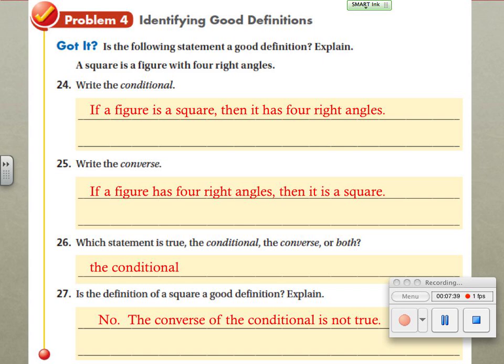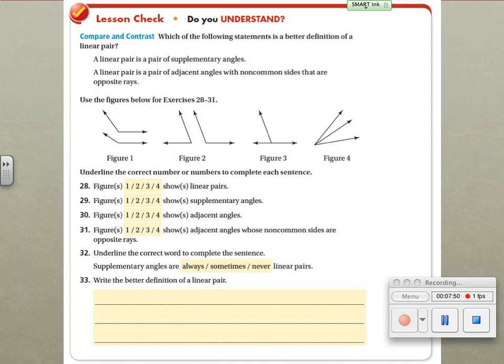With our lesson check, we're going to compare and contrast. Which of the following statements is a better definition of a linear pair? A linear pair is a pair of supplementary angles, or a linear pair is adjacent angles with non-common sides that are opposite rays. So we're going to use the figures below for our exercises. Underline the correct number or numbers to complete each sentence. Figures 1, 2, 3, 4 show linear pairs. So actually only one there that shows a linear pair is figure 3.